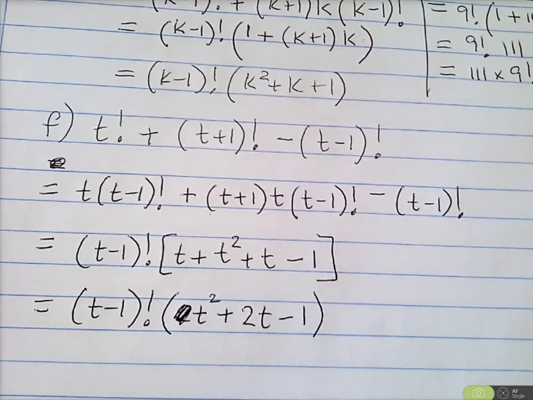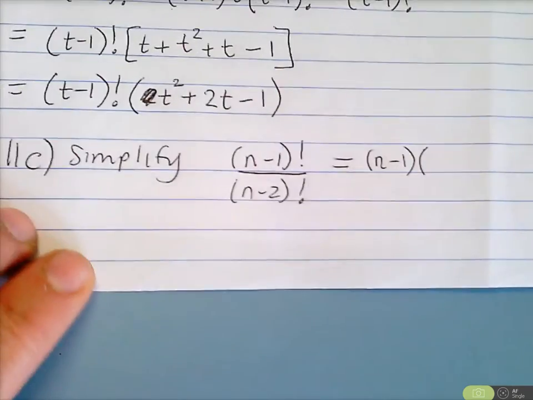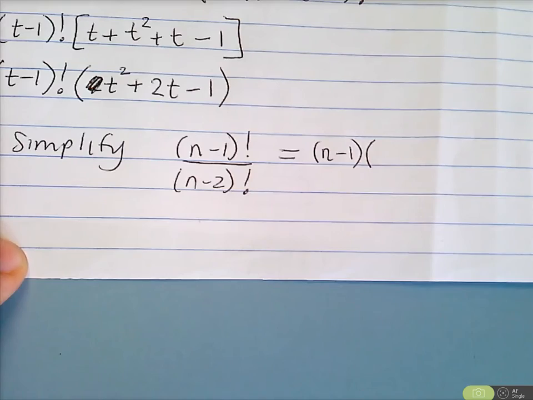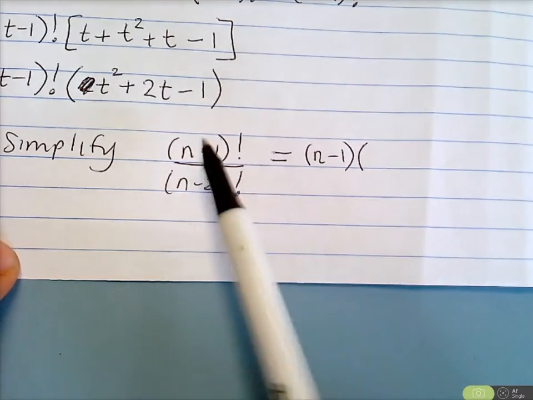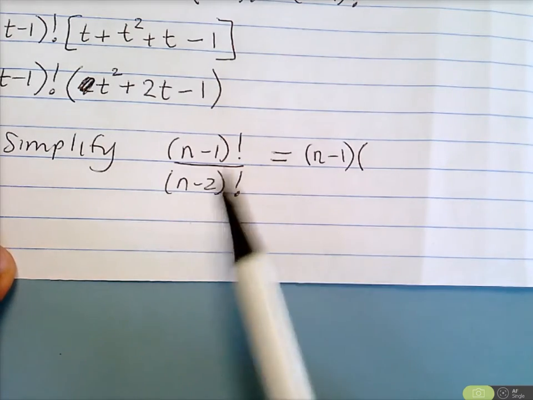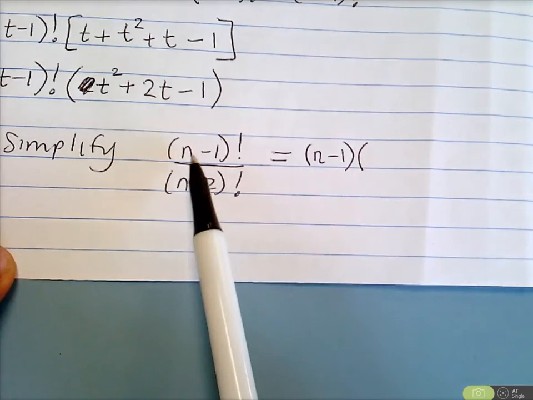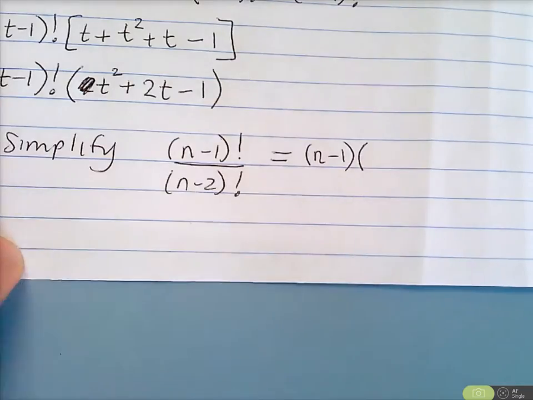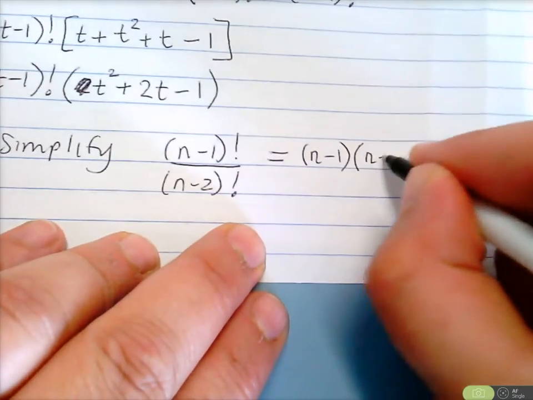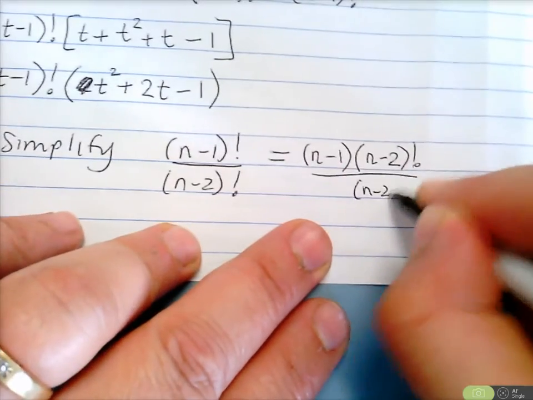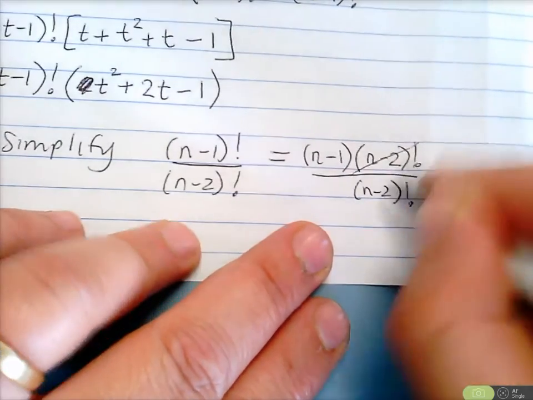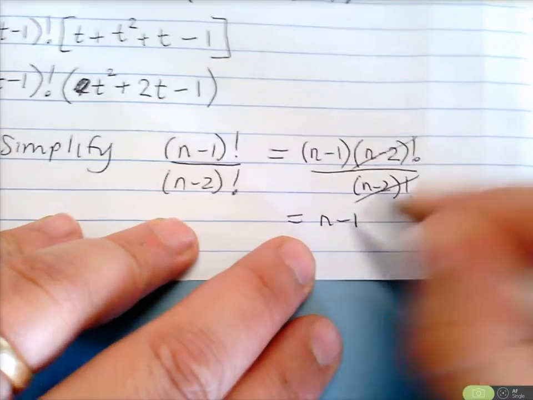Oh, good, I'm recording. C, just to simplify, n minus 1 factorial over n minus 2 factorial. N minus 1 factorial is bigger than n minus 2 factorial. You could check by substituting a value of n. For example, if n is 10, you'd get 9 factorial over 8 factorial. So we get n minus 1 times n minus 2 factorial over n minus 2 factorial. What cancels? And it's just the same as n minus 1.